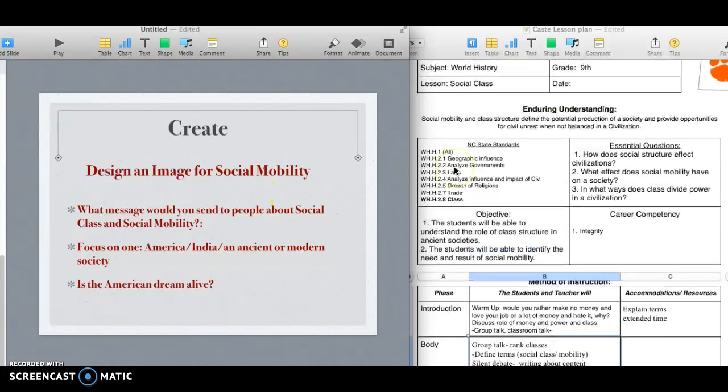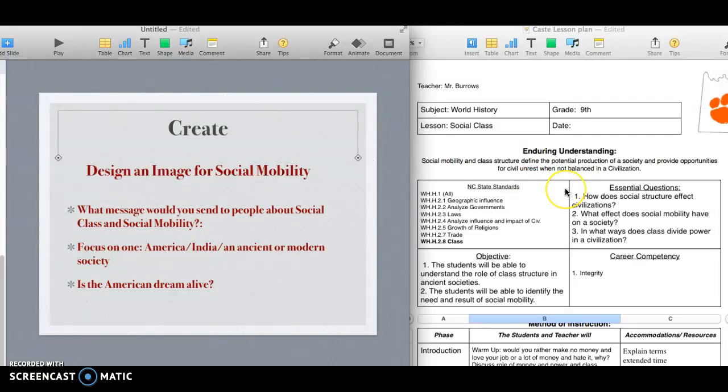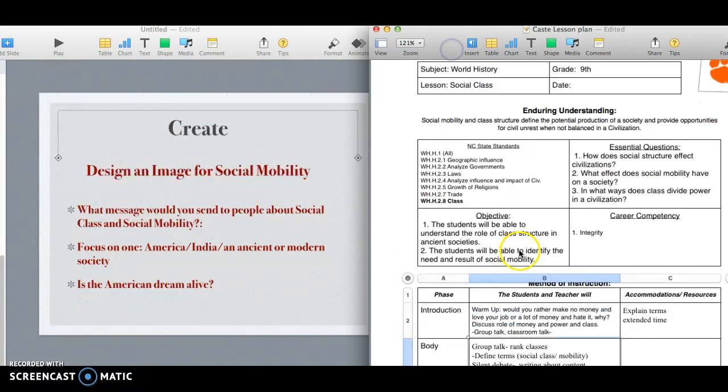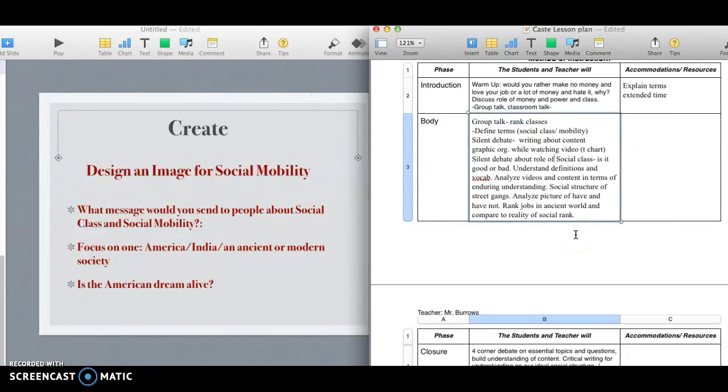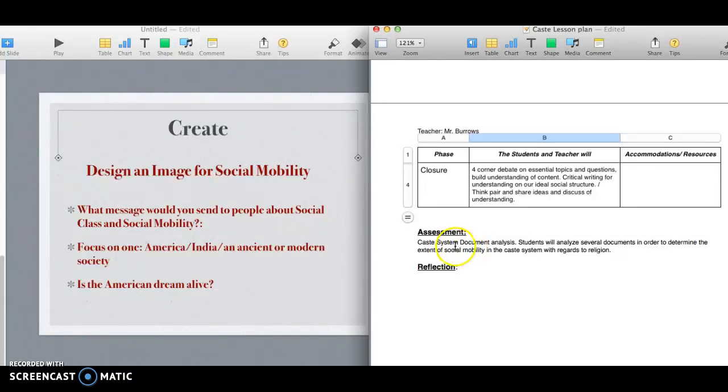And again, this all goes back to that enduring understanding, so they can start speculating on what's going to happen and predicting, which is very important. And then lastly, for our conclusion, now that we talked about it, we have a good understanding of the concept. We can now apply it to content. And the content would be our assessment. How do we know that they got it? And that goes into the closure.